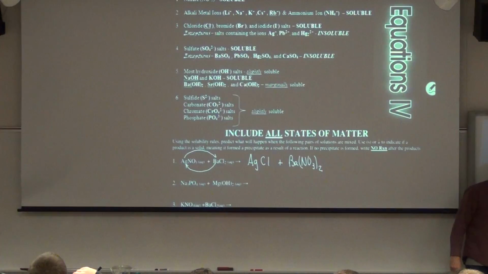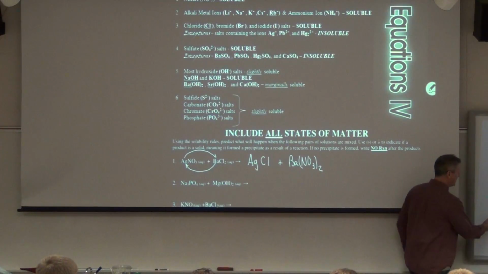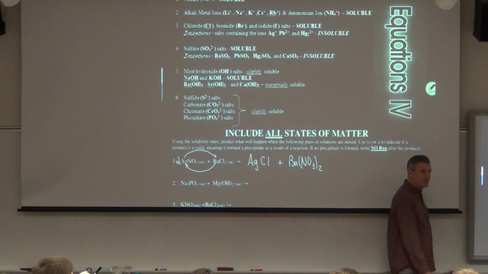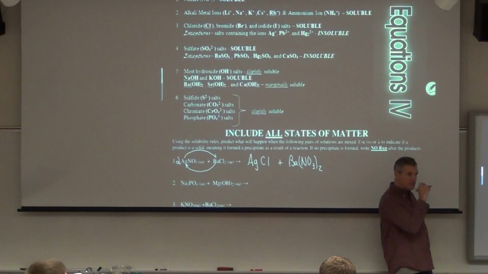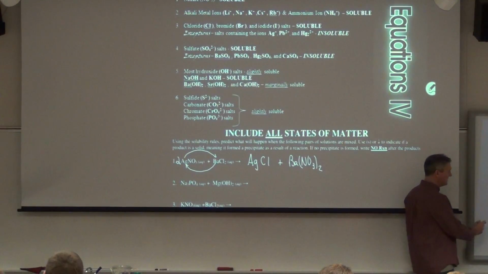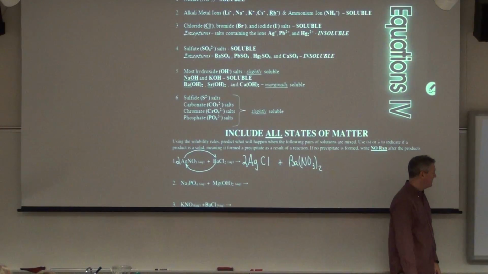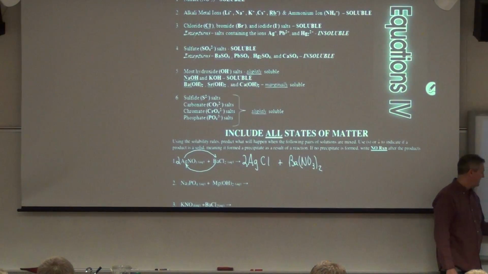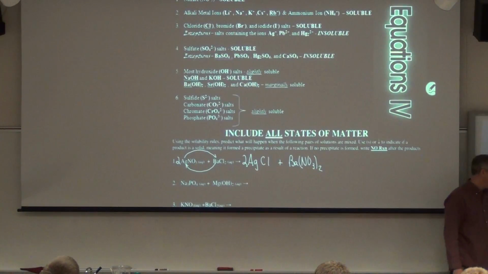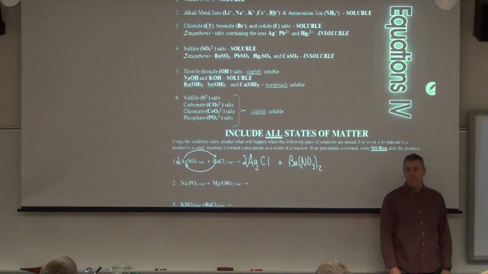Over here we have 2 nitrates. Over here we have 1. So we put a 2 in front of our silver to get us 2 nitrates, which gives us 2 silvers, which gives us 2 chlorines, and that's what we have, and 1 barium and 1 barium, and giddy up.